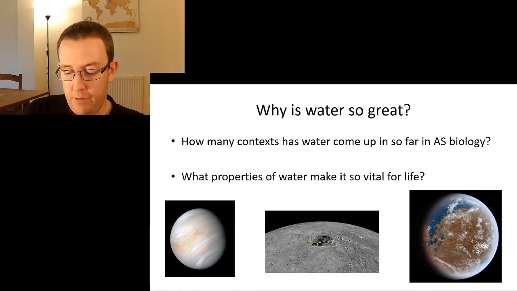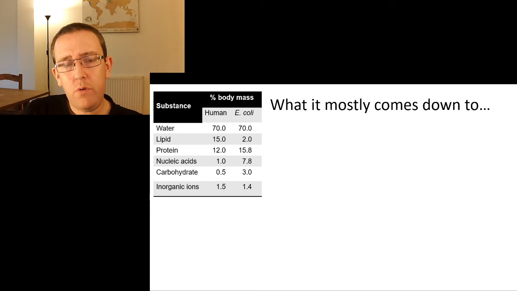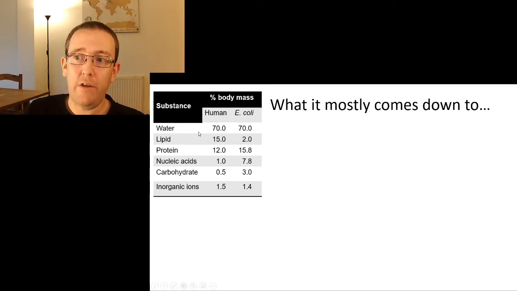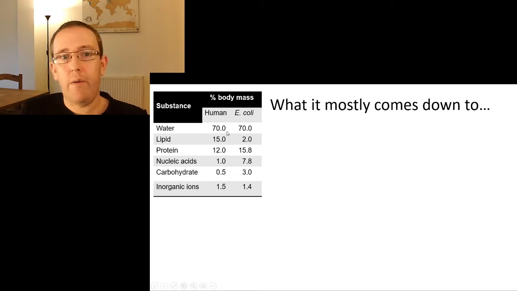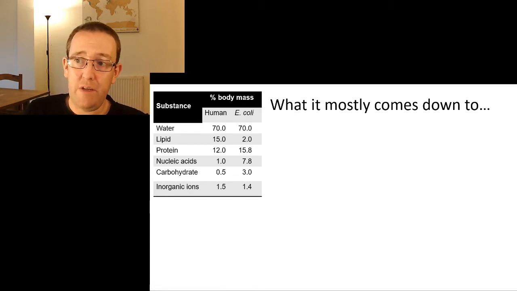Okay, hopefully you've done that. So mostly in terms of properties, what this importance of water comes down to is the structure of water. Now it doesn't matter what sort of organism we're talking about, whether it's us or an E. coli, you can see that if you work out as a percentage mass what we're made of, pretty much whether you're a bacteria or a multicellular complicated eukaryote like us, it's about 70% water.